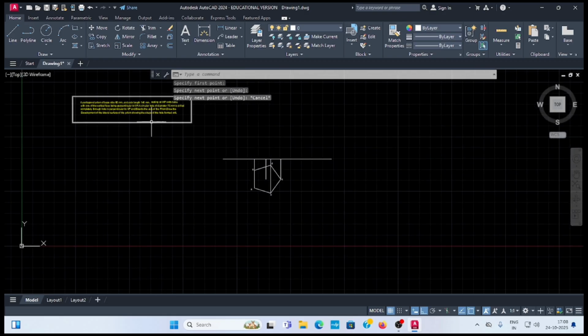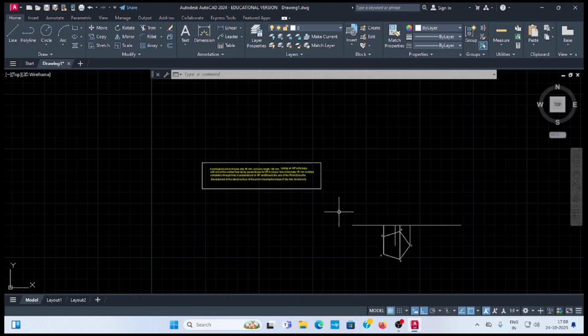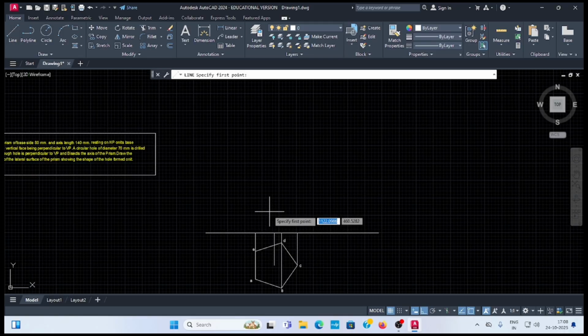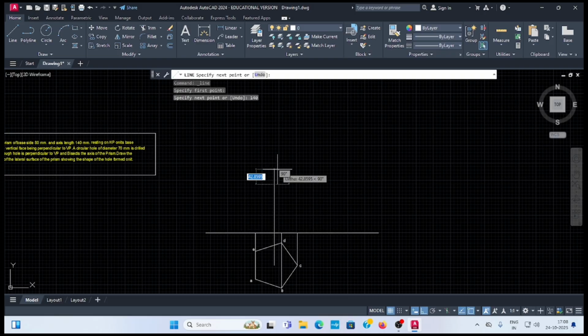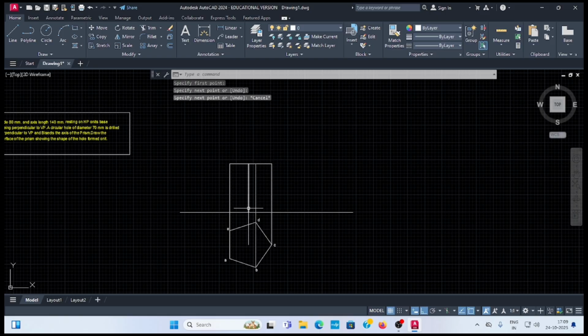Next, as per the question, the base side is 80 mm and the axis length is 140 mm. So take the line from the center point, 140 mm, and draw one vertical line. Here also 140 mm, enter. 140, enter, and join all. And one more line for B and D; this length is also 140. This is the center line.